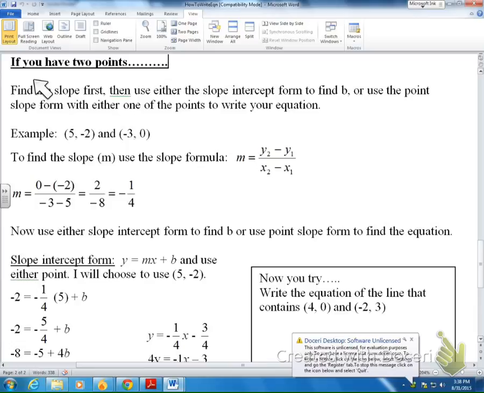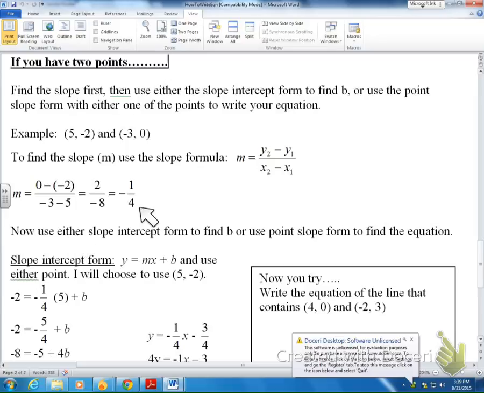So now let's talk about what if you have 2 points. We're going to find the slope first using that slope formula, and then either use the slope-intercept form to find b or the point slope form, and you pick a point to write your equation. So if you have 2 points, you find slope using y2 minus y1 over x2 minus x1, making sure we're subtracting each time and being careful with our negative symbols. So notice how y2 minus y1, that's the 0 minus -2, and so on.